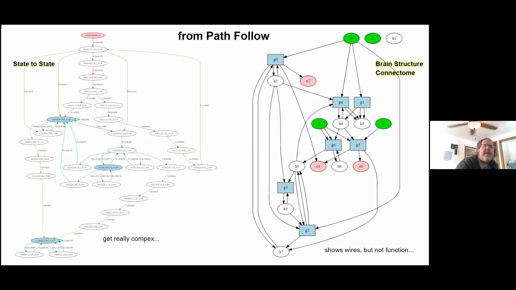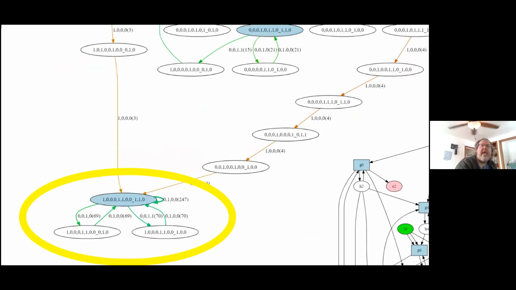I'm going to do a little zoom in on the bottom left corner of the state-to-state, just to show what we can glean from this. You see that there's this blue node, and there's a self loop to it. That happens a lot. Then there are these two little branches that come off where it goes down and then comes back up, and those both happen. The number in the parentheses tells us how many times each of those links was traveled. This is on the path follow task, and it's one of the cycles that this brain gets into where it's doing left and right and move forward.